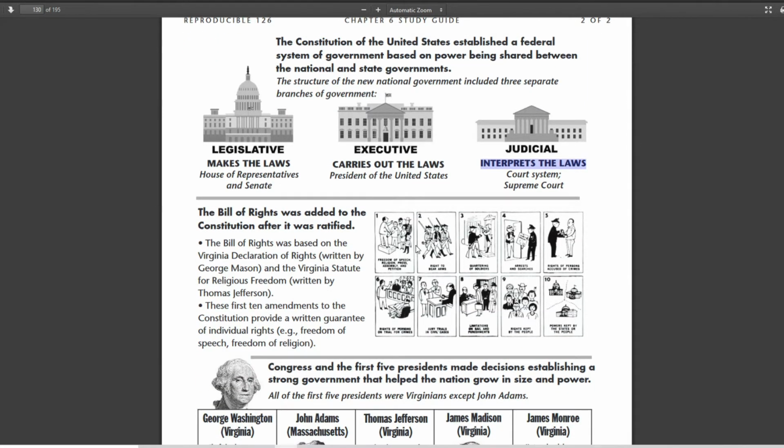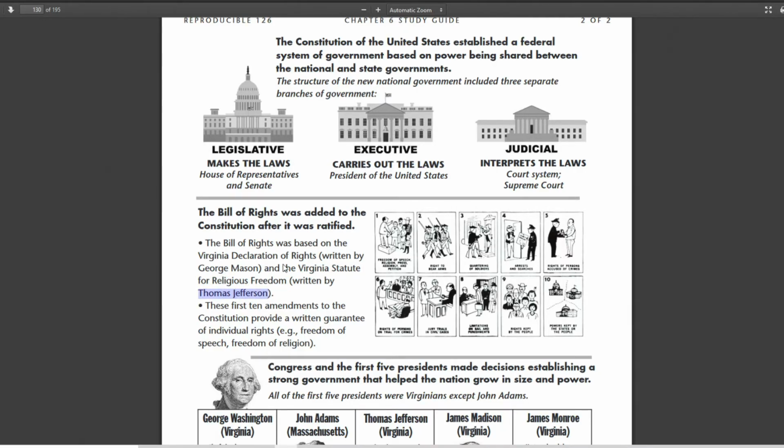All right, so then after the Constitution is ratified, there was a lot of problems. People did not like that there were no personal rights spelled out in the Constitution, so they immediately addressed that once everybody was elected, they had a president and a Congress, and so they set forth and added the Bill of Rights to the Constitution. The Bill of Rights are the first 10 amendments to the Constitution. It was based on the Virginia Declaration of Rights, and that was written by George Mason, and the Virginia Statute for Religious Freedom, that was written by Thomas Jefferson.